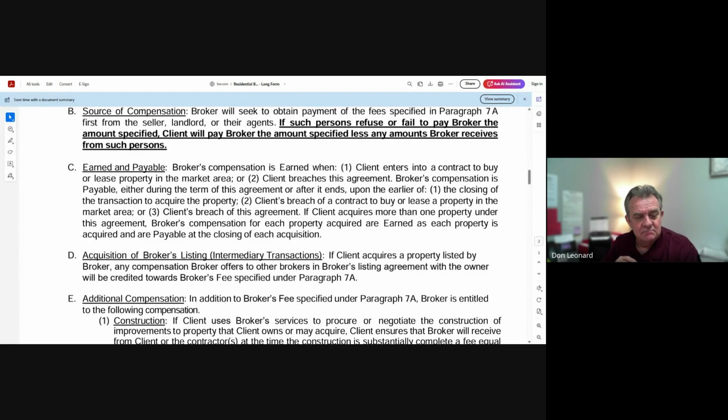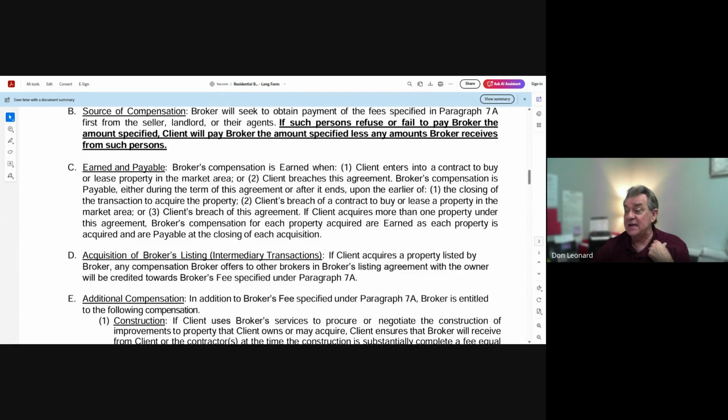D, acquisition of broker's listing and an intermediary transaction. This one is a kind of interesting one too. If the client acquires a property listed by the broker, which means an intermediary deal, the compensation that brokers offer to other brokers in the listing agreement with the owner will be credited toward the broker's fees. And then that means that whatever is being offered on the listing side is what we're going to accept. We won't ask the buyer to make any additional payment if we're doing an intermediary deal.